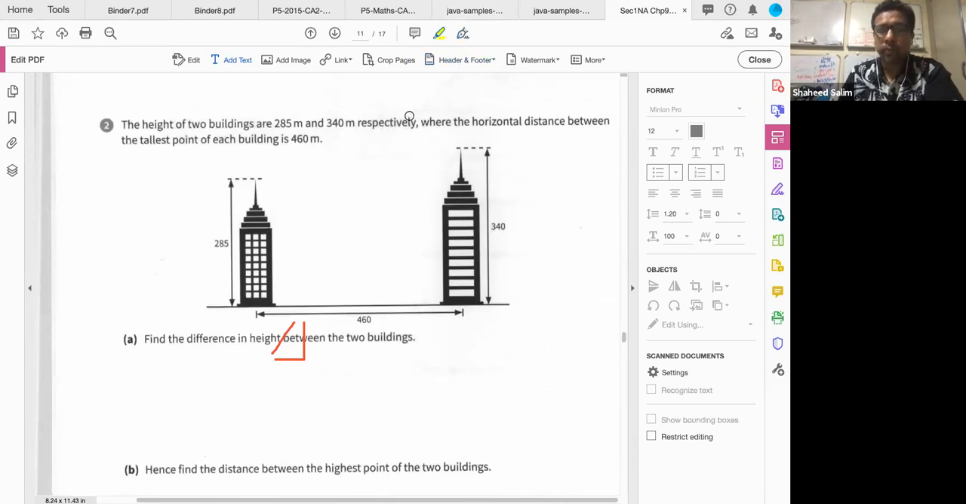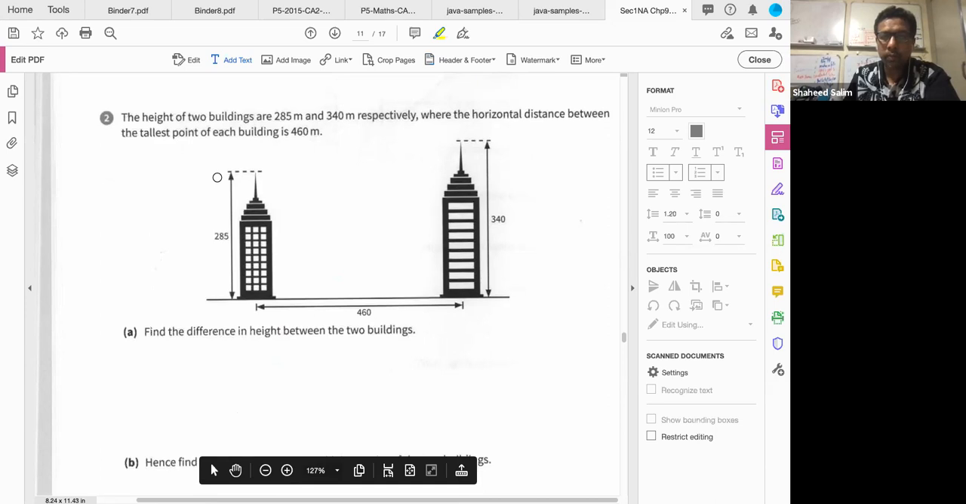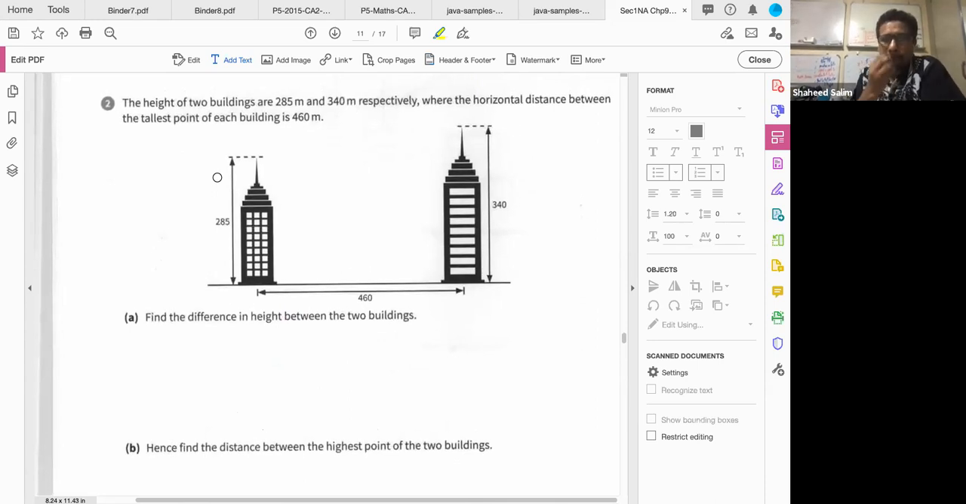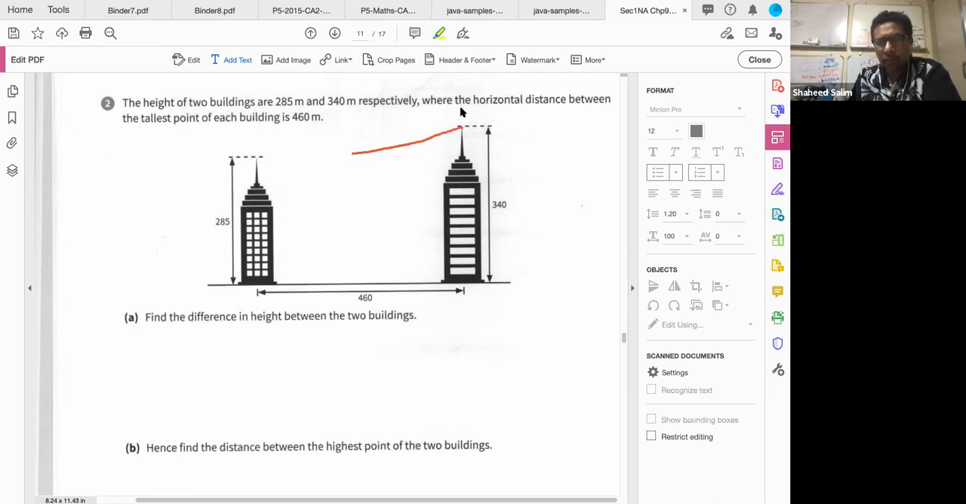Can we see whether we can do this? Height of two buildings 285. The difference in height we know, right? Find the distance between the highest points. So they want you to find what? The distance between the highest point of the two buildings. It means they want you to find from here to here, a straight line. They want you to find that.